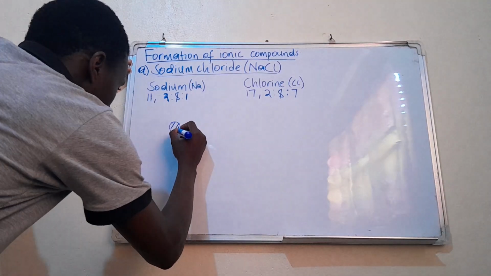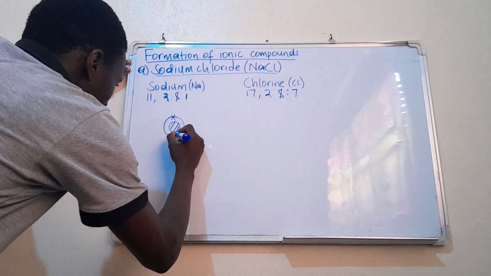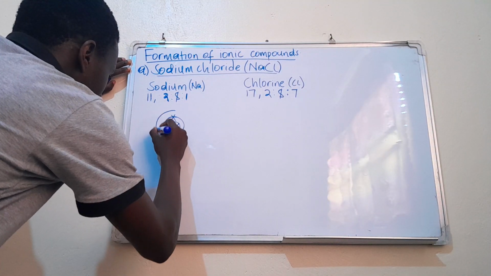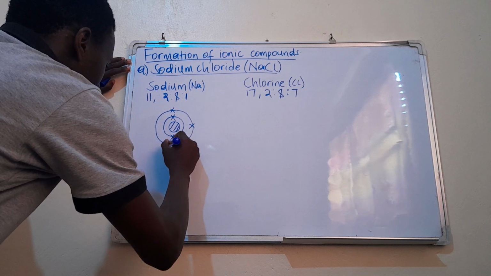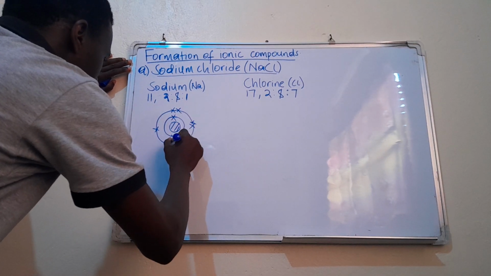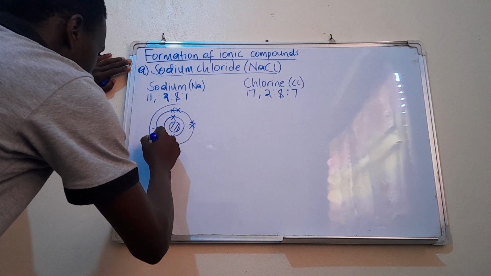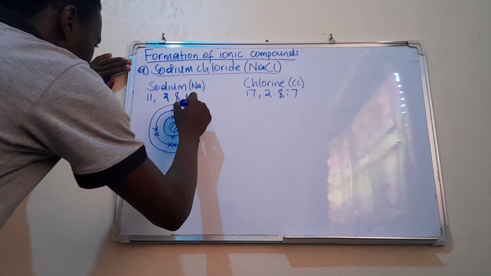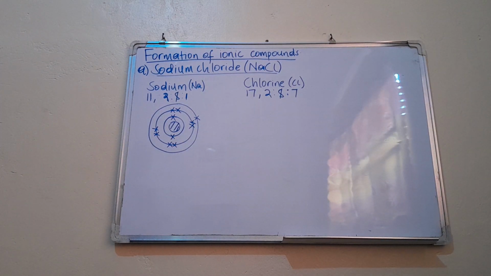So if we try to draw the atomic structure of sodium, the first shell has 2 electrons. Second shell, 8 electrons: 1, 2, 3, 4, 5, 6, 7, 8. Then the third shell, 1 electron. That is the atomic structure of sodium.